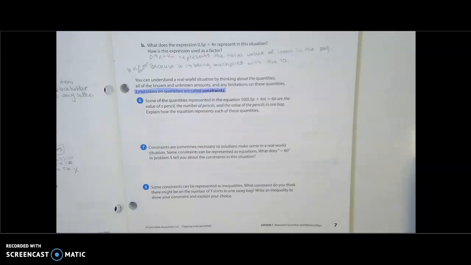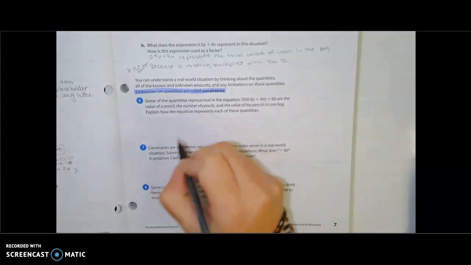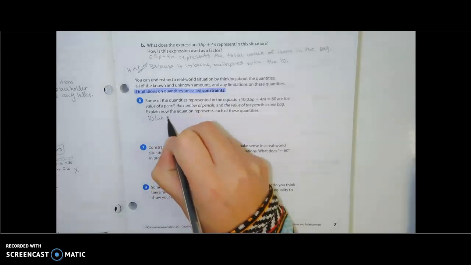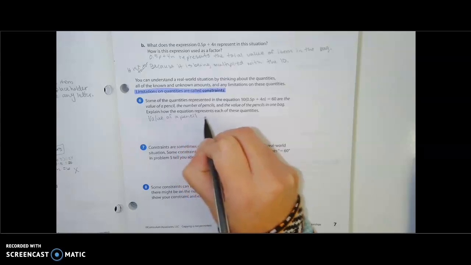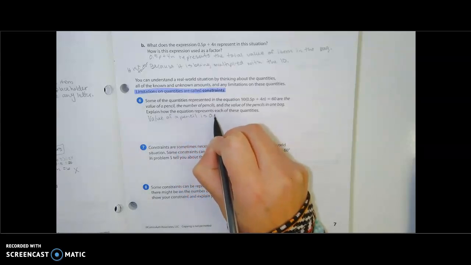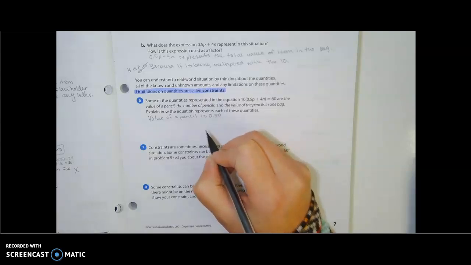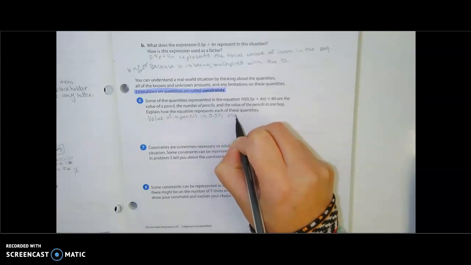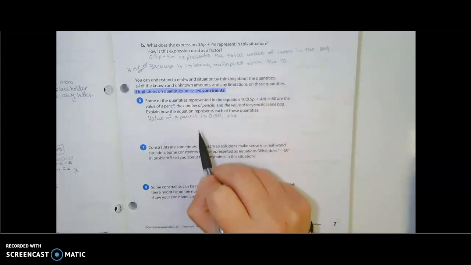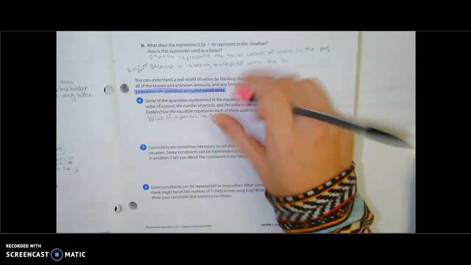Question 6. Some quantities represented in the equation 10 times the quantity 0.5p plus 4n equals 60 are the value of a pencil and the number of pencils, and the value of pencils in one bag. Explain how the equation represents each of these quantities. So, we know that the value of a pencil is 50 cents, right? The value of a pencil is 0.5, which is the coefficient.